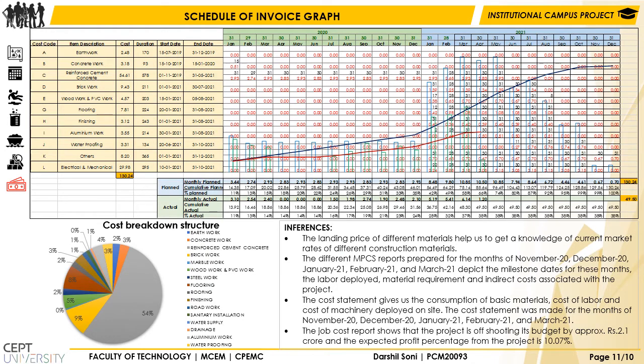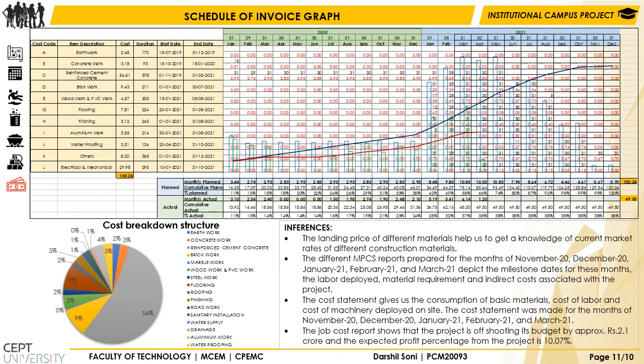This is the schedule of invoice graph. The cash flow schedule helps us to know the split-up of activities across the project life cycle. This helps us in better tracking of the cost as it helps us to know the cash flow for each month, and variation between the plan and the actual cost can be easily monitored.